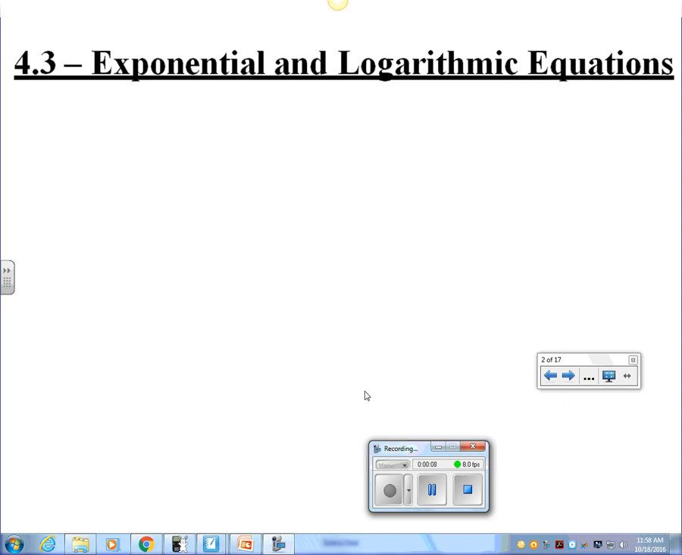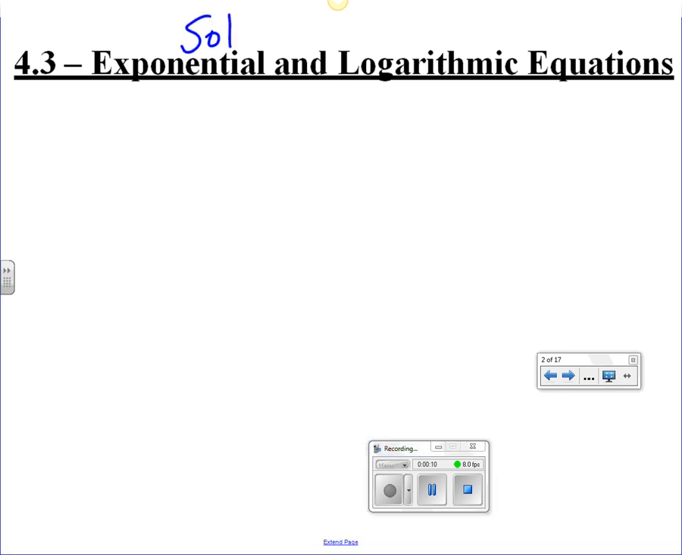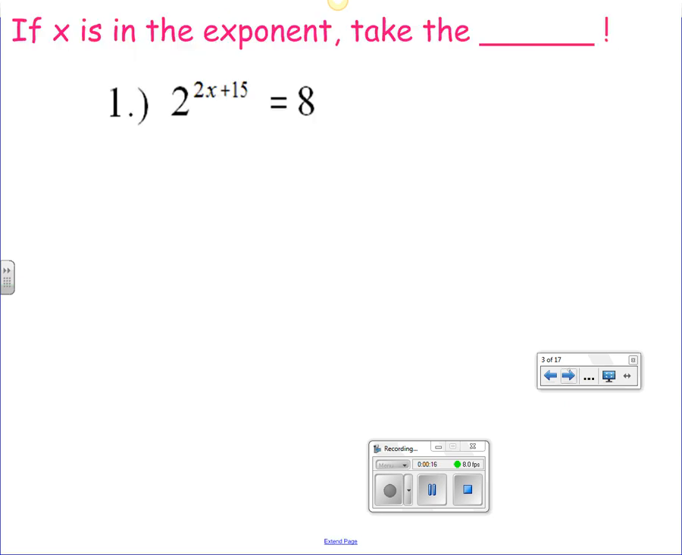Today's lesson is on solving exponential and logarithmic equations, so that means getting x by itself. If x is in the exponent, take the log.